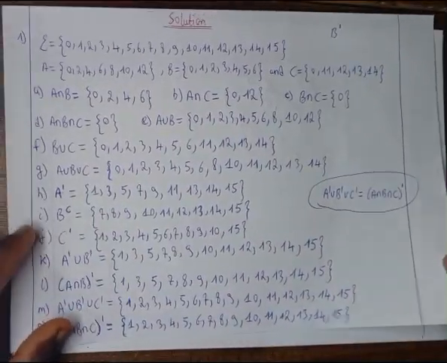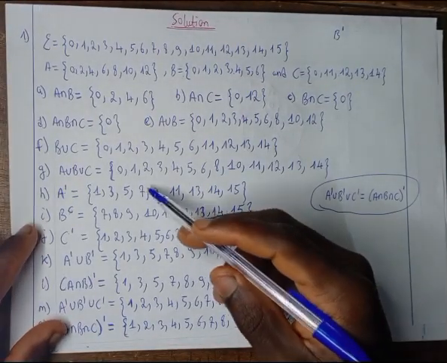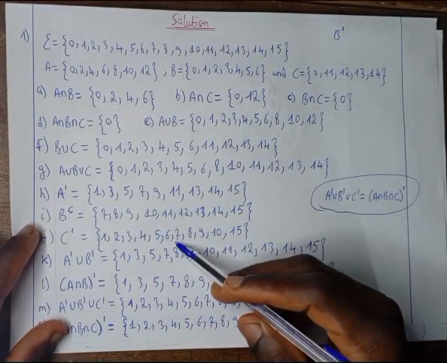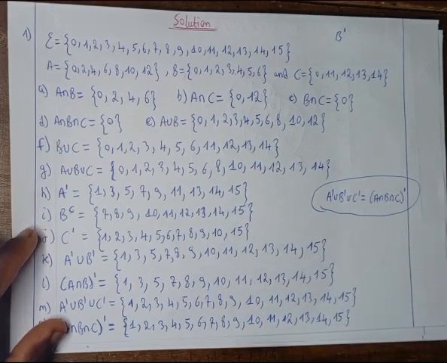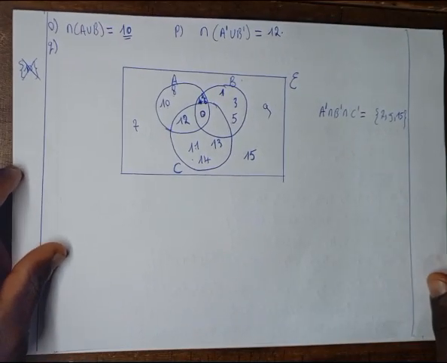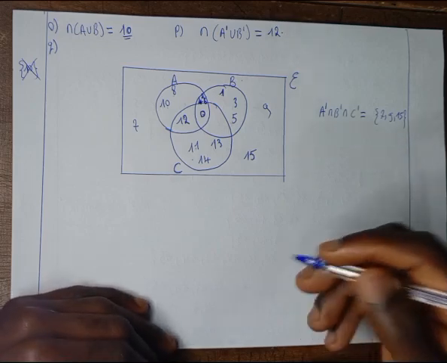And look at these complementary sets. You'll see the elements which are common. You can see there is 7, there is 9, there is 15. We are done with question 1. We move now to question 2.